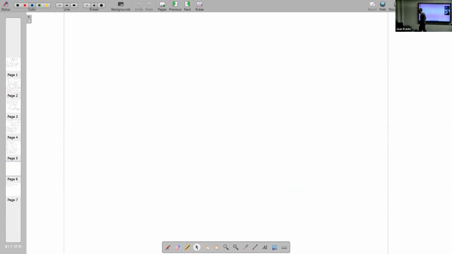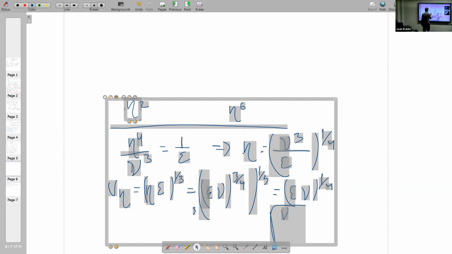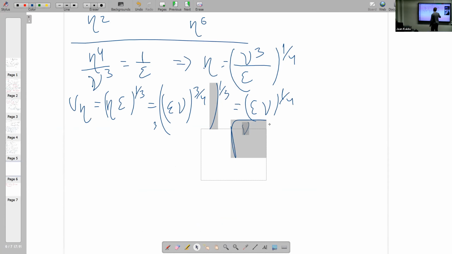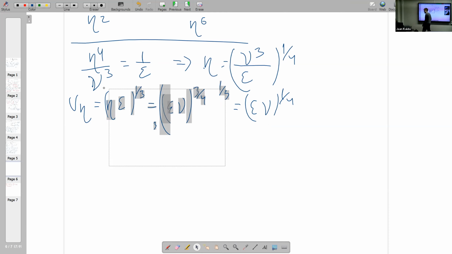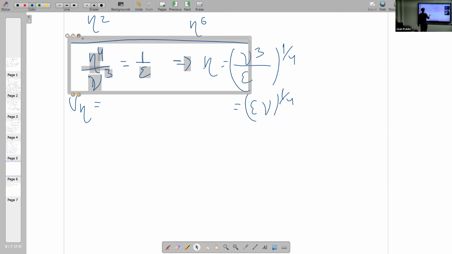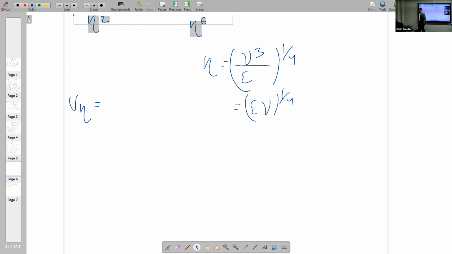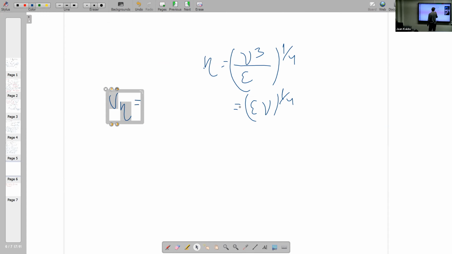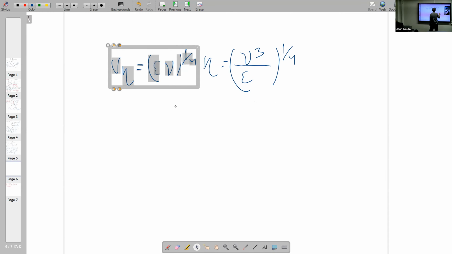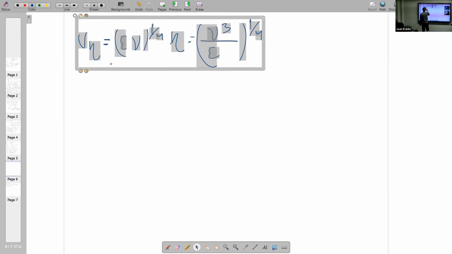Go to the next page. That's what I wanted to copy from the previous.